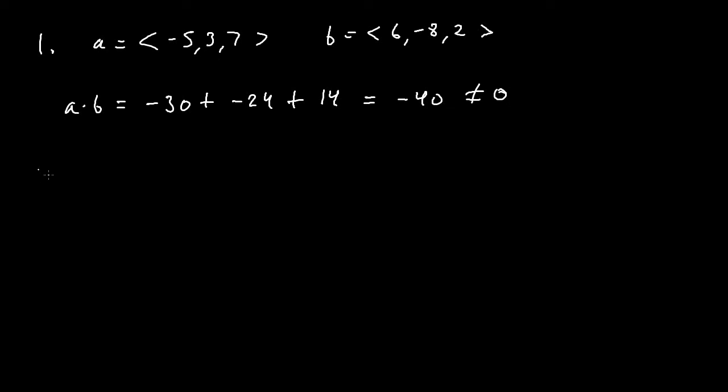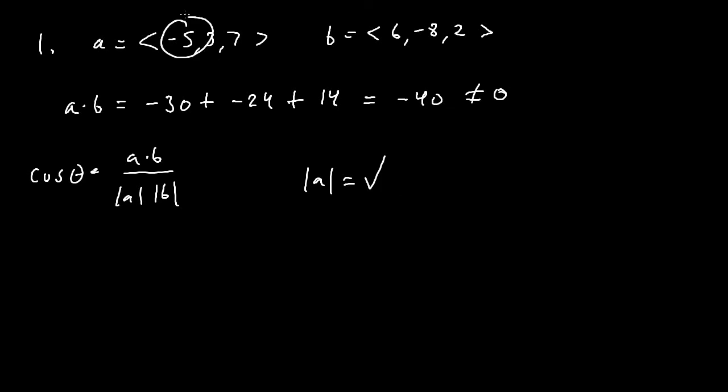So once again, cosine of theta is equal to A times B over the magnitude of A times the magnitude of B. So let's go ahead and find the magnitude of A first. So that is going to equal the square root of the x component squared. So -5 squared will give us 25, plus the y component squared, 3 squared is 9, and then plus the z component squared, 49. And so that will give us the square root of 83.